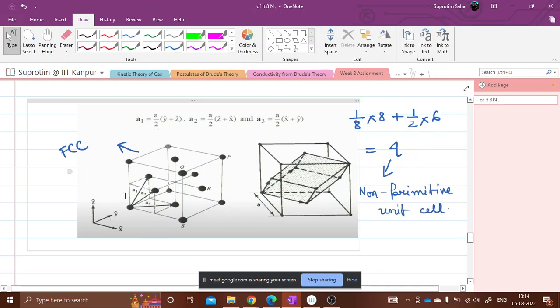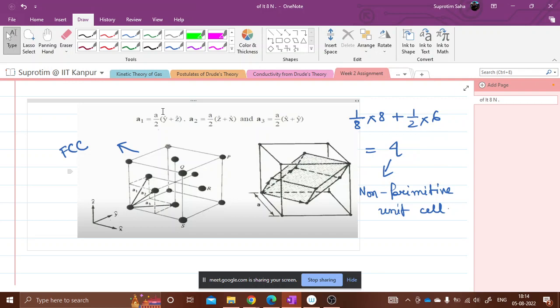But the catch is that if you somehow define a new set of lattice vectors, which is a function of the original lattice vectors, and as for cubic, all the sides are the same, so if it's a function of a, which is the length of the side of the cube, then in that way you can construct a primitive unit cell out of a non-primitive unit cell.